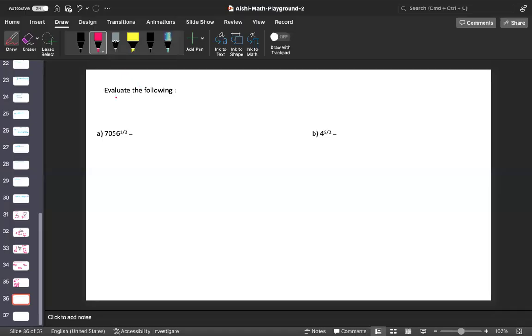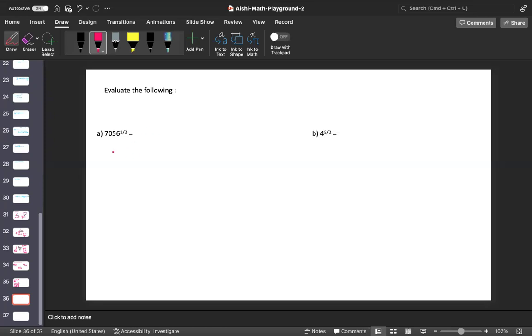Okay. Next question. Evaluate the following. A. 7,056 to the power 1 by 2, which is the same as square root of 7,056. So first, we are going to start by finding a range since this number is pretty big.